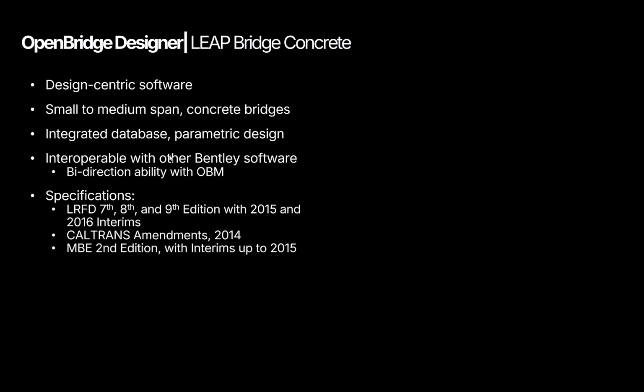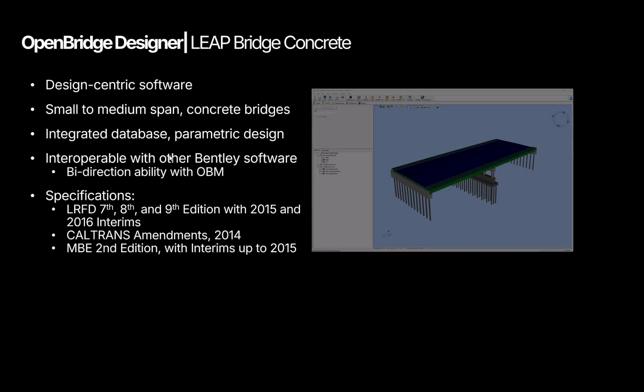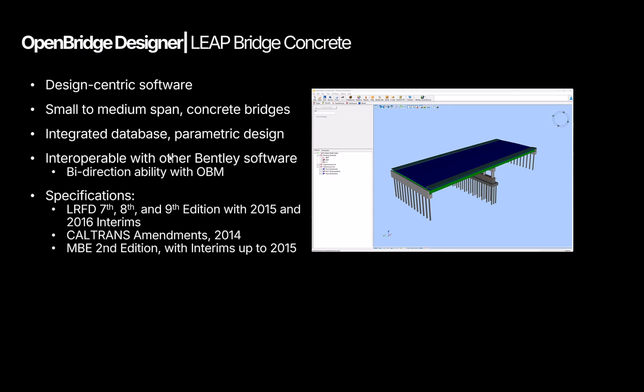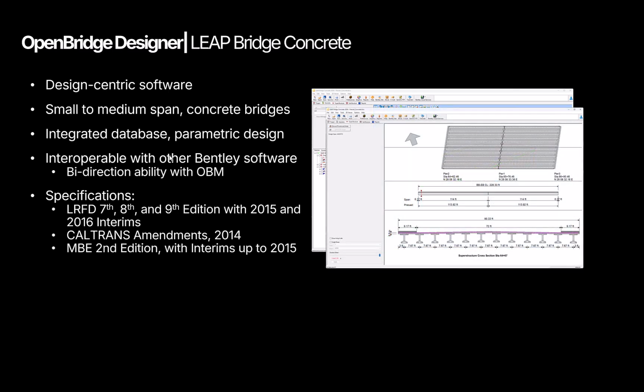So, for example, if we go with a pre-stress girder bridge, right? It's designed for small and medium span concrete bridges, right? It's all parametric design, and we can transfer the information between the model to analytics, the analytics to model, right? It includes one of the latest LRFD codes. At this time, we are on the ninth edition. We know that the 10th edition is coming as well, right?